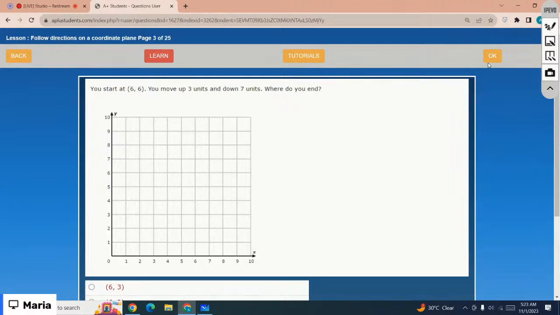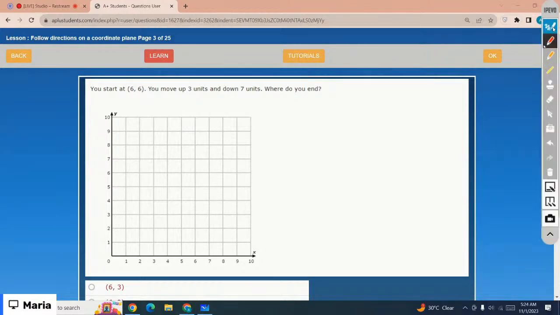Okay, you start at 6, 6. You move up 3 units and down 7 units. So which is the correct option? Okay, start at 6, 6. Here it is. Here is 6, 6. Move up 3 units and down 7.